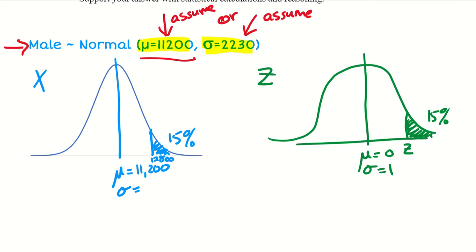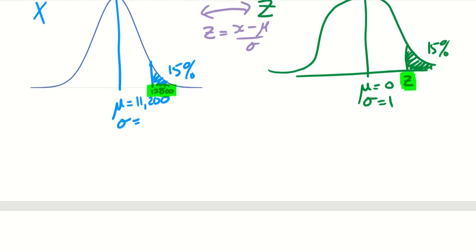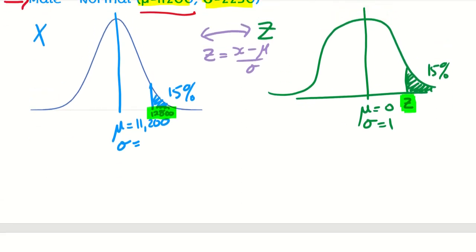So it is matching to the X distribution. This will find the 12,800 and the equivalent Z value. These values are equivalent, just like the means are equivalent and the standard deviations are equivalent. The reason is the relationship between these, our formula Z equals X minus the mean over the standard deviation. Remember, that is on your formula sheet. So I need to go and find the Z value.